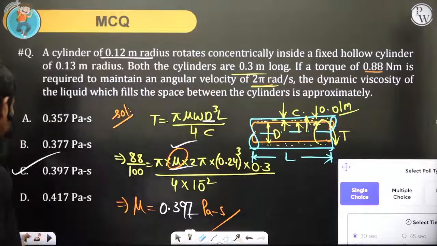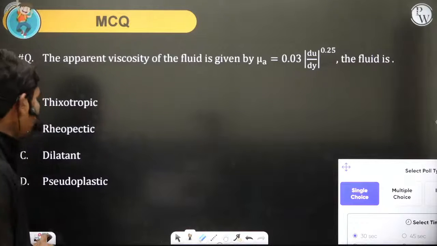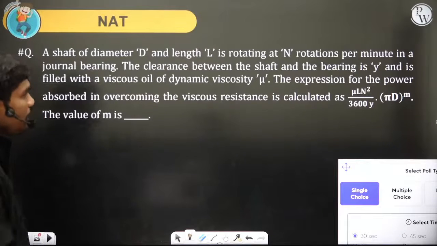Okay, so let us see one more question. This I haven't taught, I'll teach you tomorrow, maybe the types of fluids. Yeah, you can see this.